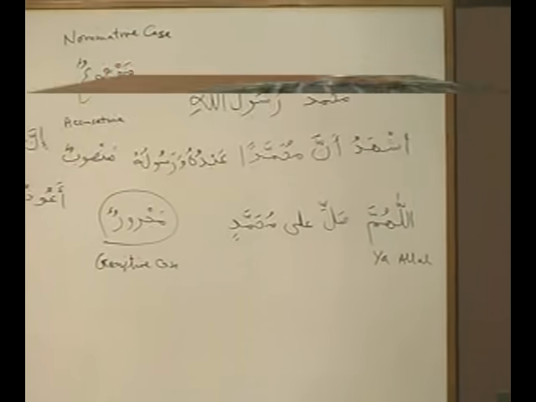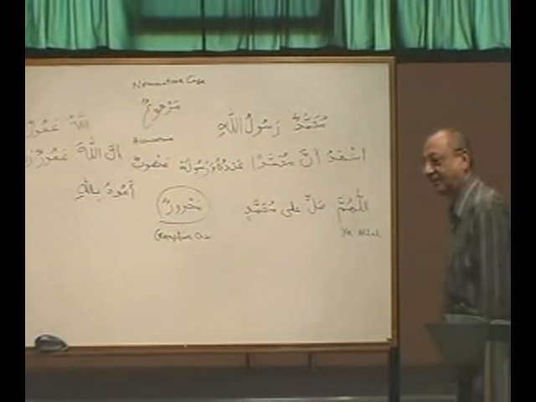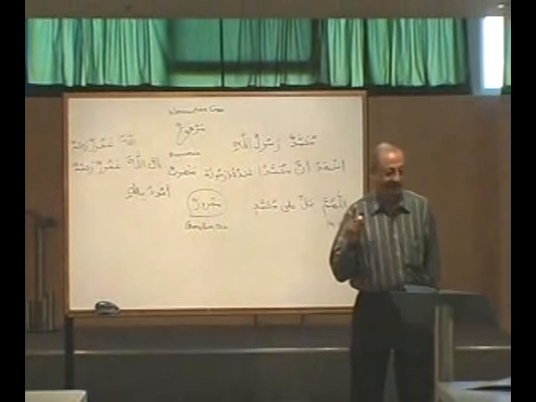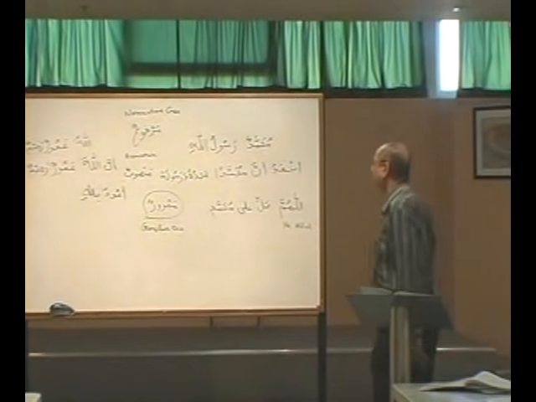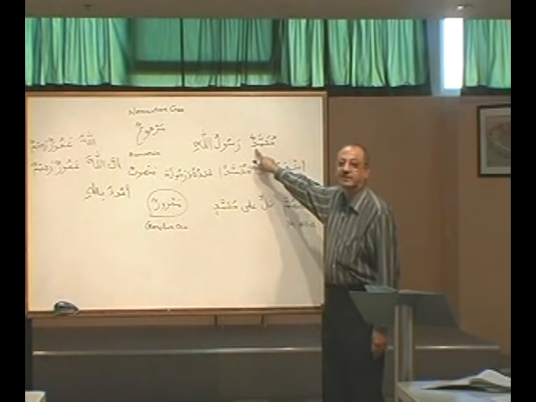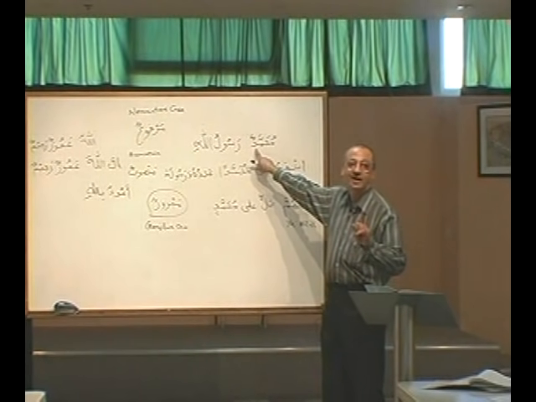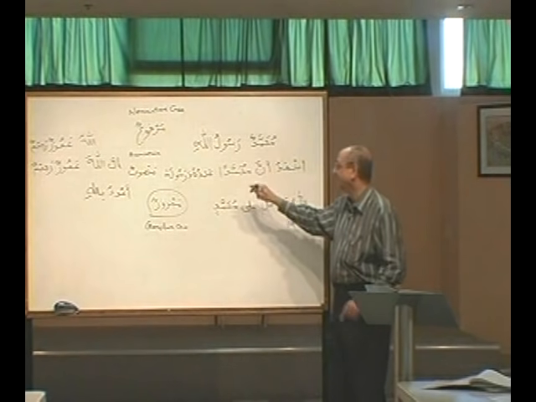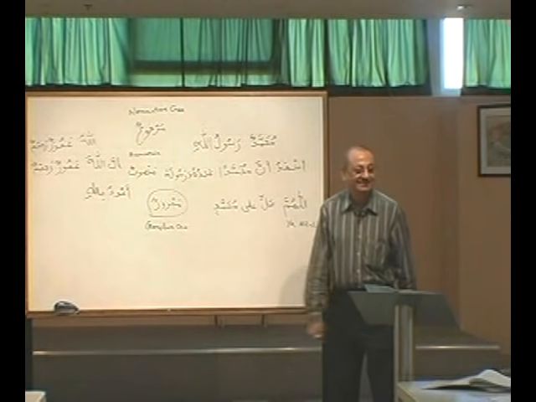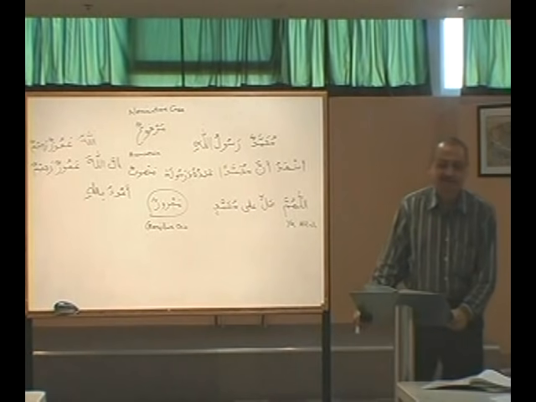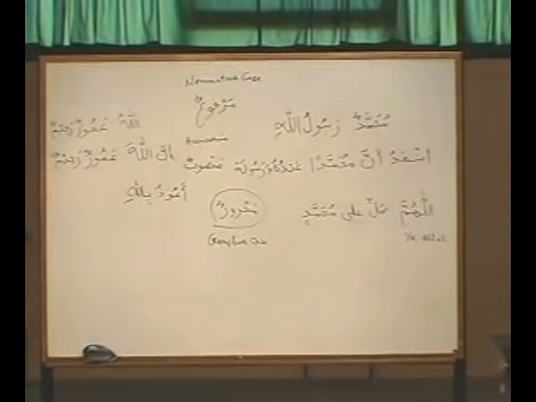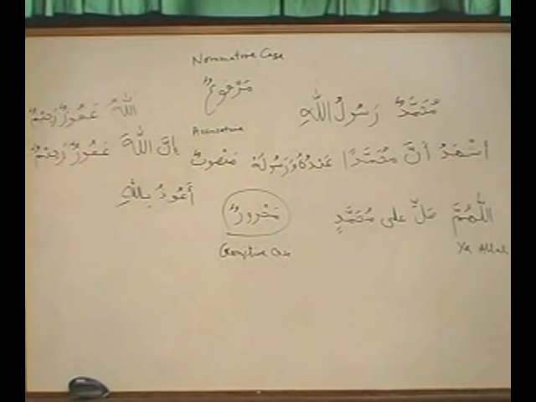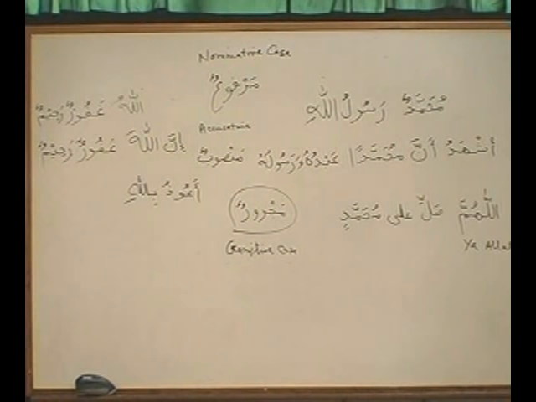Got it, brother? Okay, so we will remember this, and this will help you. And you must always remember, in short, dun dan din. That is the way the nouns decline in Arabic. Dun dan din. Okay?